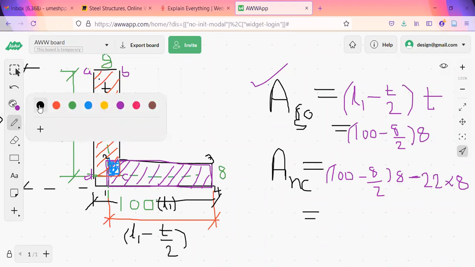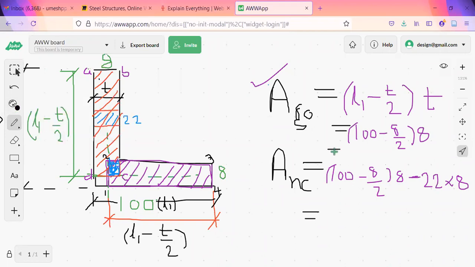If there is any doubt, you can ask here. Any question regarding this, any confusion? I have already told you, first calculate area 1, 2, 3, because it is the outstanding leg. There is no hole in this. So 1, 2, 3, 4 is the area you calculated. It is 100 minus T by 2 into 8. That is what I have written here.